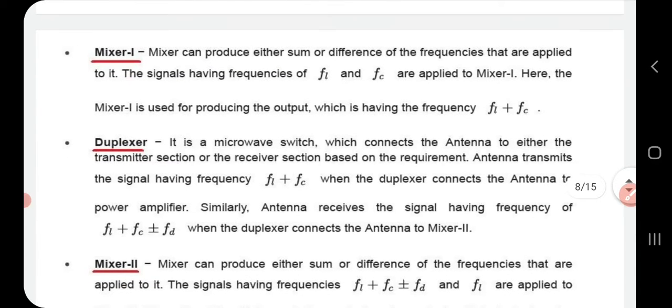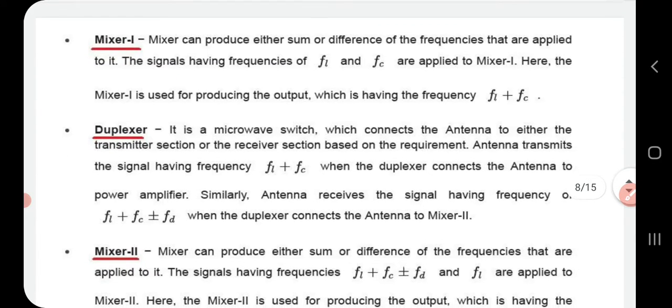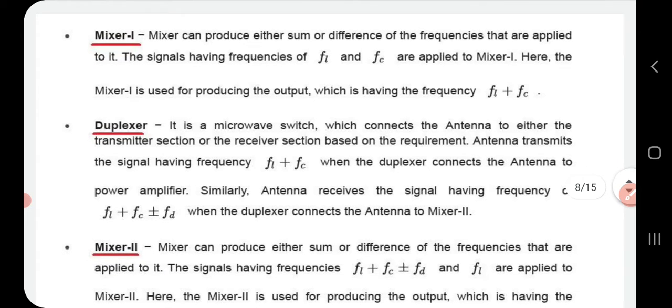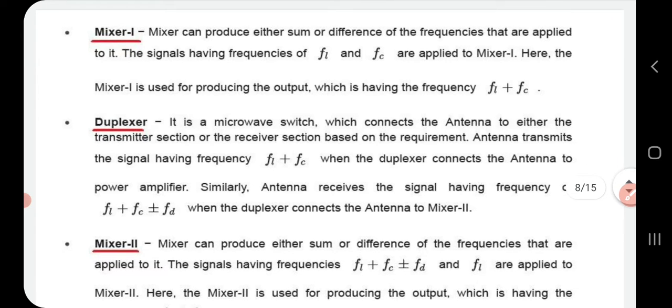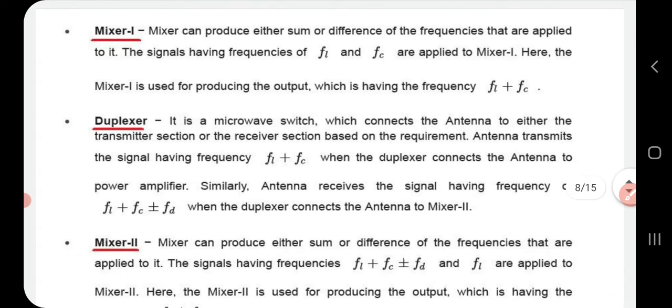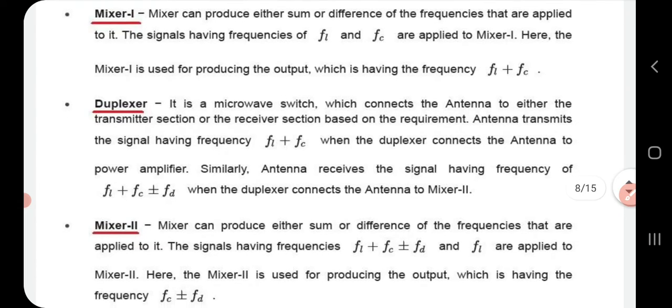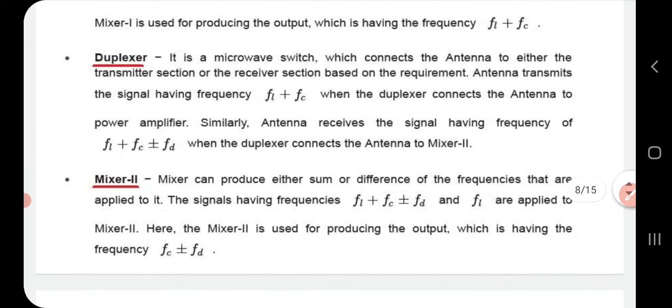Now what is mixer 1? It produces either the sum or difference of the frequencies applied to it, which we have already discussed in the last class. That is, the signals having frequencies FL and Fc are applied to mixer 1. Here mixer 1 is used for producing output having frequency FL plus Fc. Then the duplexer is a microwave switch.